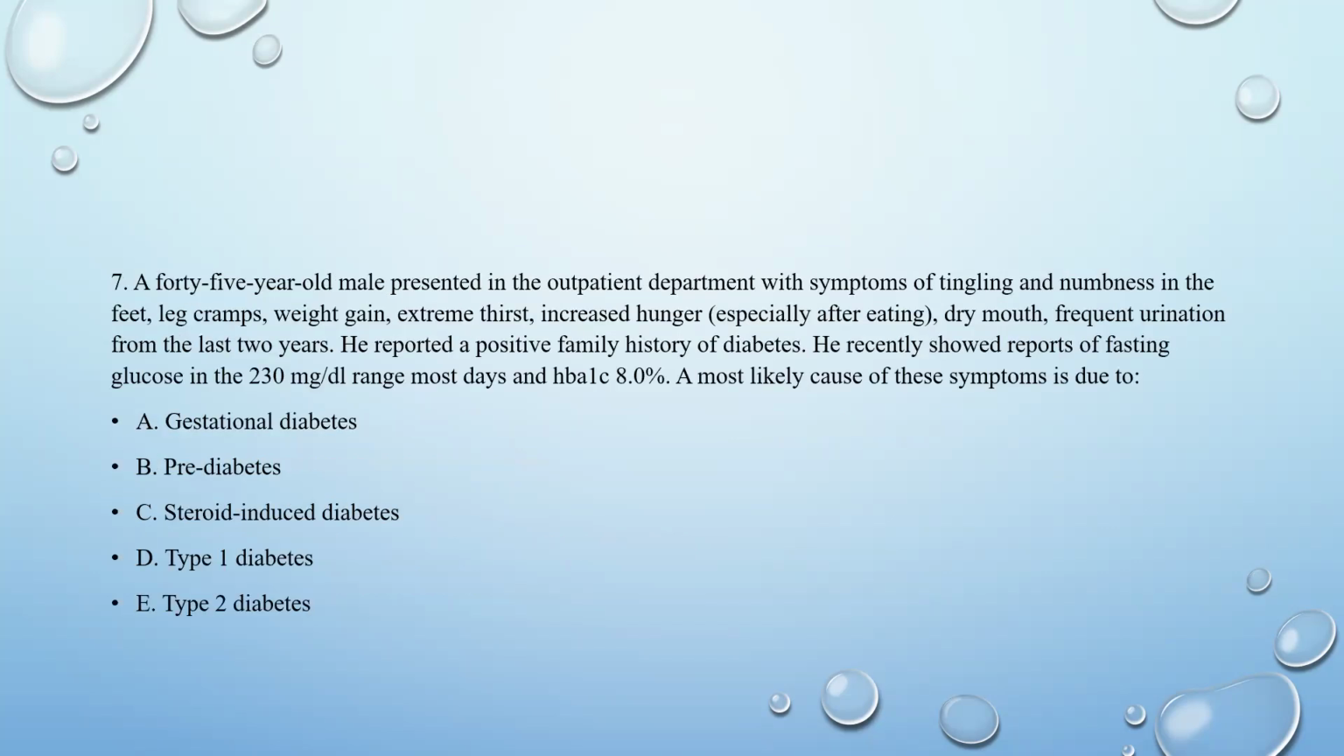the high cost. A 45-year-old male presented in the outpatient department with the symptoms of tingling and numbness in the feet, leg cramps, weight gain, extreme thirst, increased hunger, dry mouth, frequent urination for the last 2 years. He reported a positive family history of diabetes. He recently showed a report of fasting glucose in the 230 mg per dL range most days, and HbA1c at a level of 8%.